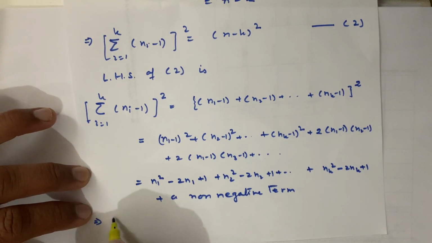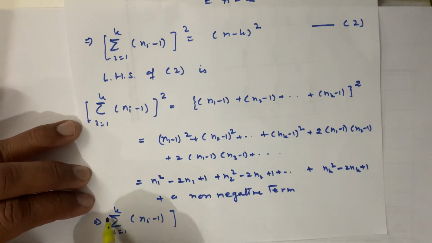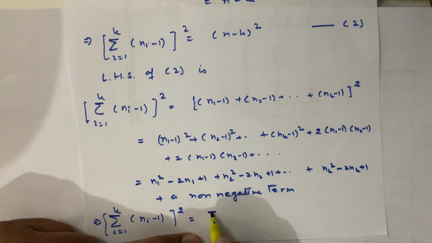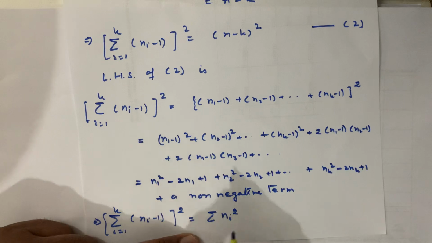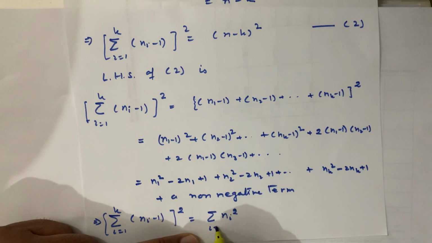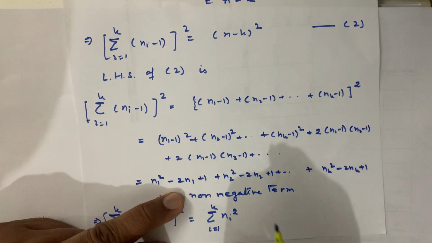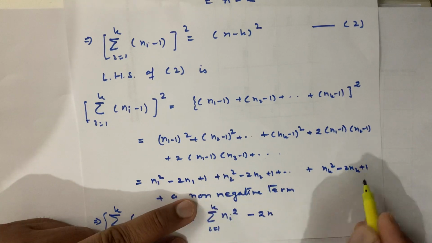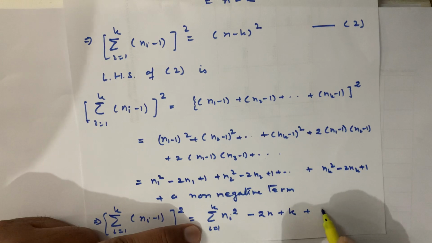So this implies summation i is equal to 1 to k of ni minus 1 whole square is greater than or equal to summation of ni square, n1 square plus n2 square plus nk square. This is summation of ni square, i is equal to 1 to k, and minus 2n1, 2n2, 2nk. This is nothing but minus of twice n. This 1 is also k times, plus k, and plus a positive term.